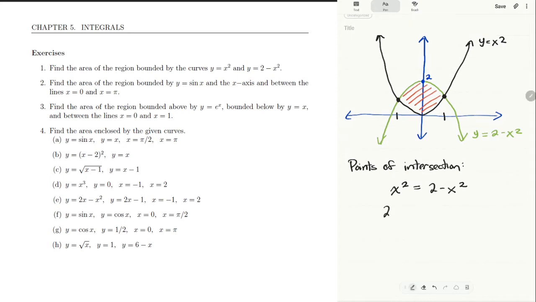So if we solve for x squared, we get 2x squared is equal to 2, which means that x squared is equal to 1. So x is plus or minus the square root of 1, which is plus or minus 1. And so this tells us that the points of intersection occur when x is minus 1 and when x is positive 1.